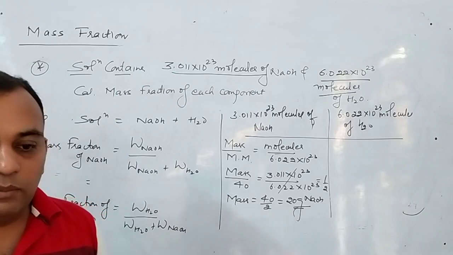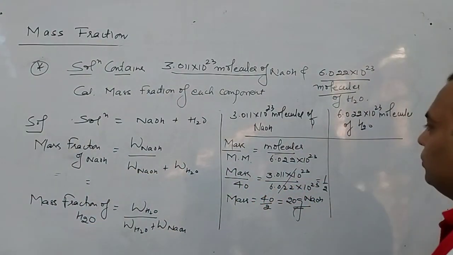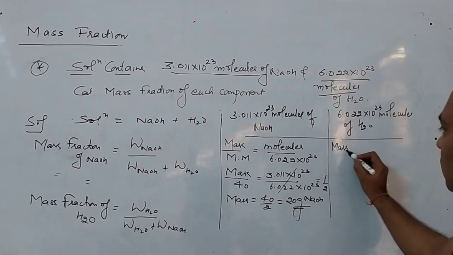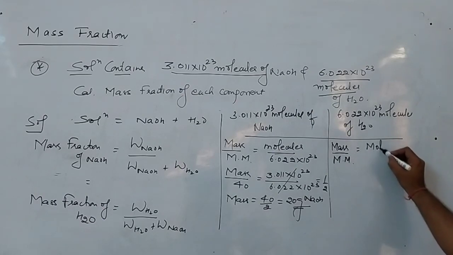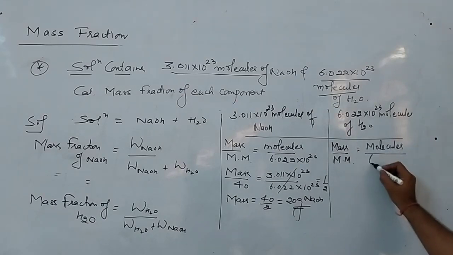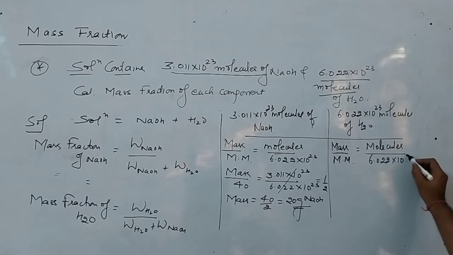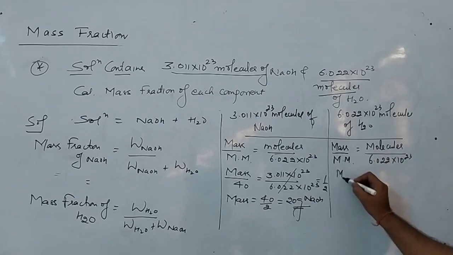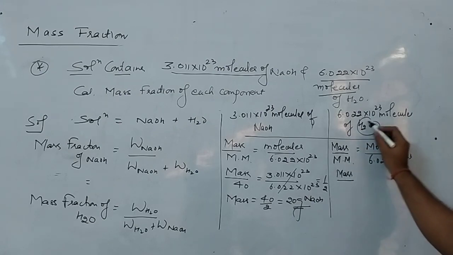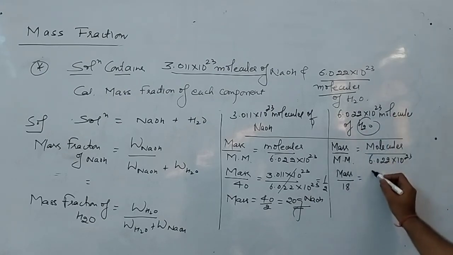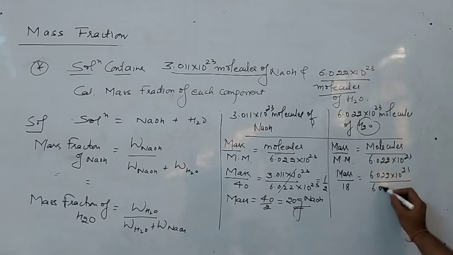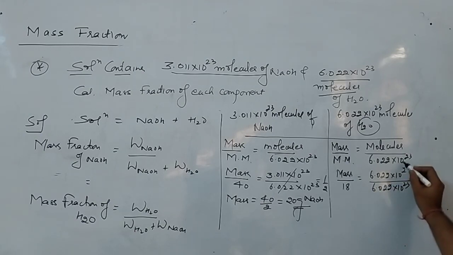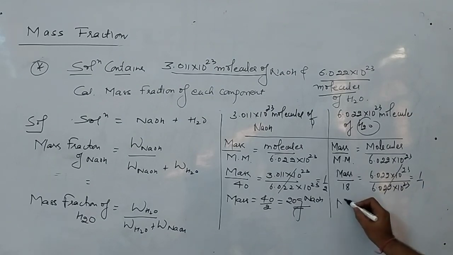Now similarly, we will calculate the mass of water. Again, mass upon molar mass equals molecules upon 6.022 × 10^23. Now mass I have to calculate. Molar mass of water is 18 gram. How many molecules are given? 6.022 × 10^23 upon 6.022 × 10^23. On cutting, this comes out to be 1 by 1. So the mass of water is 18 gram.